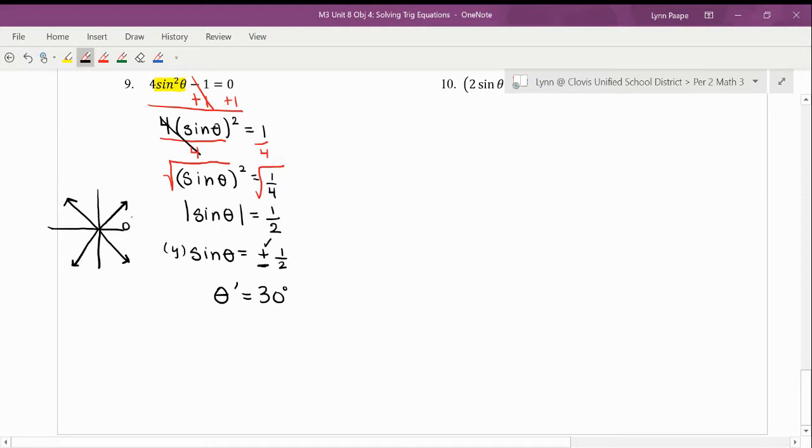And then let's label the x-axis, so 0, 180, 360. And I know the reference angle is 30 degrees. That means each of these angles is going to be 30 degrees away from the x-axis. So now I have to find my rotated angles. We're going to start with quadrant one. I'm starting at 0 degrees and rotating until I get to that one. And when do I stop rotating? At my reference angle, 30 degrees.